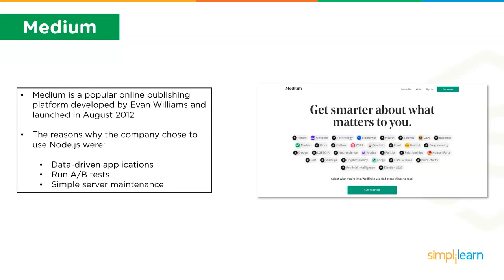Next up is Medium. Medium is a popular online publishing platform developed by Evan Williams and launched in August 2012. The main reasons why the company chose to use Node.js were, A, data-driven applications. Now these applications are ideal for being interfaced with Node.js servers. B, to run A/B tests. Now A/B testing is essentially an experiment where two or more variants of a page are shown to users at random, and statistical analysis is used to determine which variation performs better. Lastly, Node.js server maintenance is simpler than its counterparts.